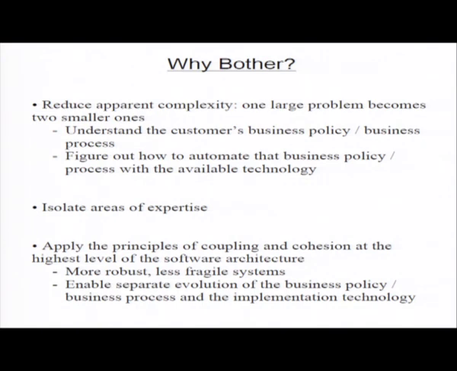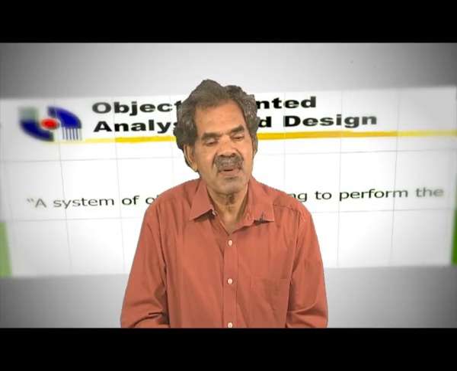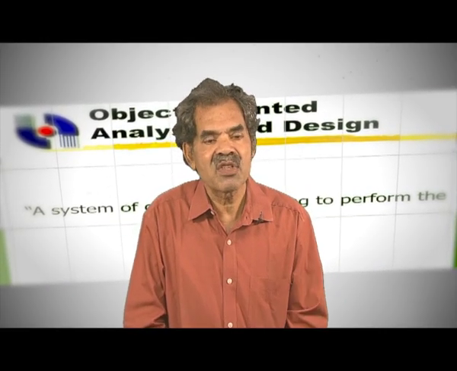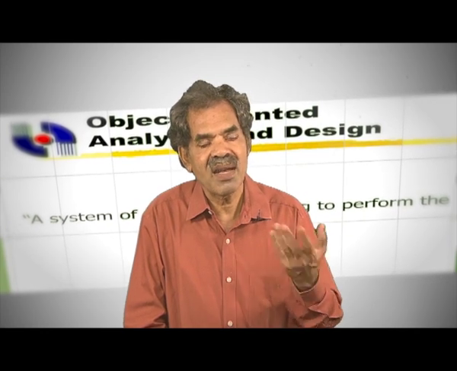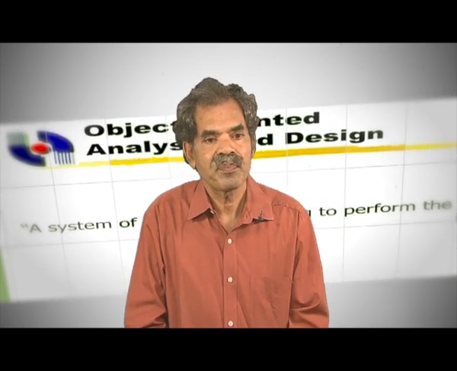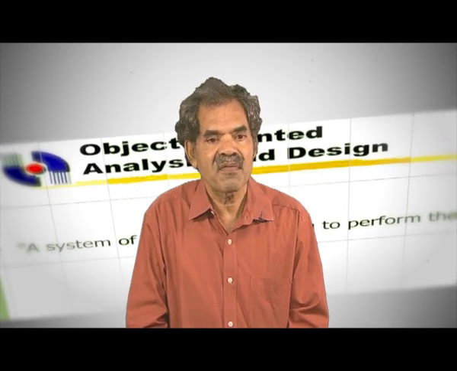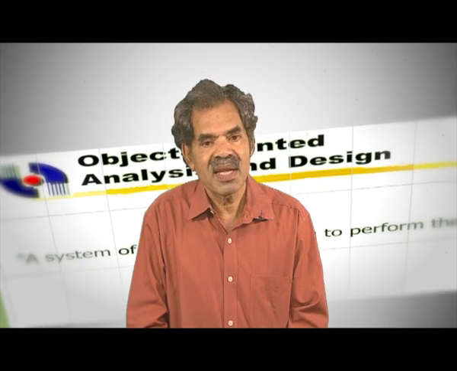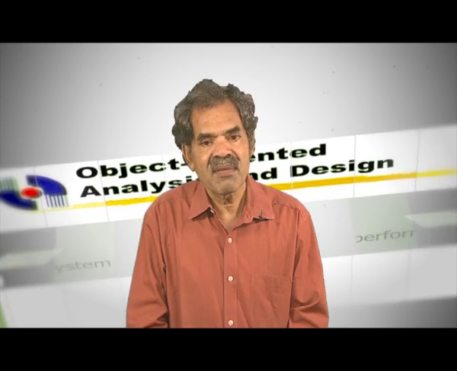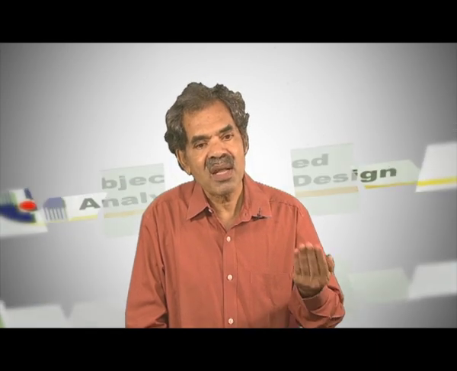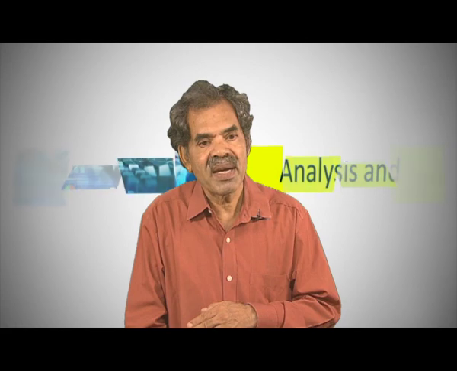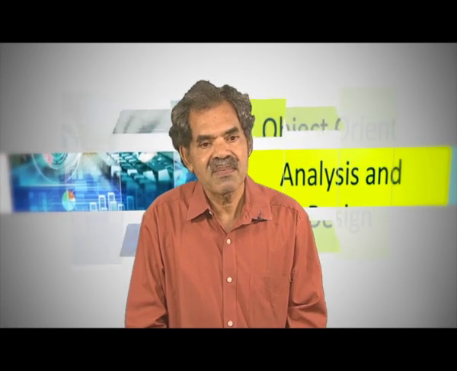Isolate areas of expertise. Business is here, the technology happens later, the designer will talk about all those things, not we. All of us are not designers. Designer is a special skill. Design thinking is something which is identified as a top 10 core skill everywhere. Apply the principles of coupling and cohesion at the highest level of the software architecture. More robust, less fragile systems enable separate evolution of business policy. So, when the policy and the mechanism are separated, the system performs best.